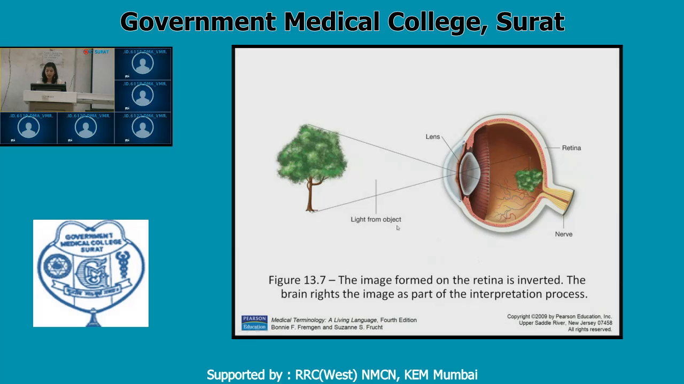So this is how the image of a distant object is formed on the retina, which is at the focal plane of the eye. Now what happens? This is a distant object. Now what happens if the object comes near to it?